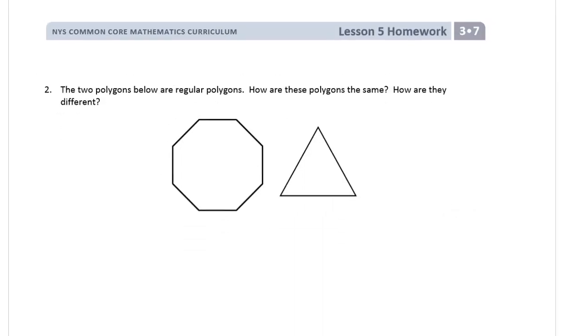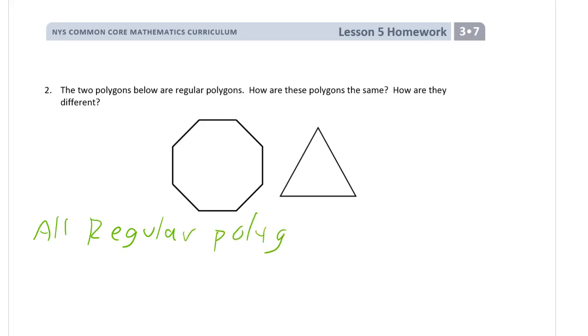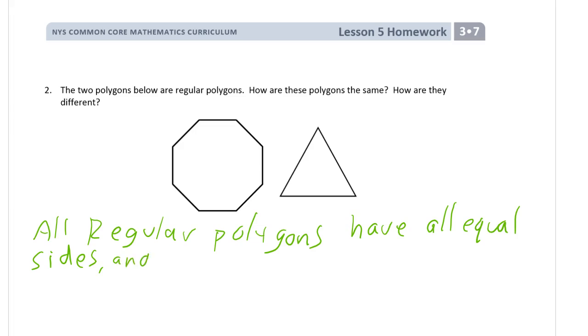The two polygons below are regular polygons. How are they the same and how are they different? Well, they're both regular polygons, so they have to have at least two things in common. All regular polygons have all equal sides and equal angles.